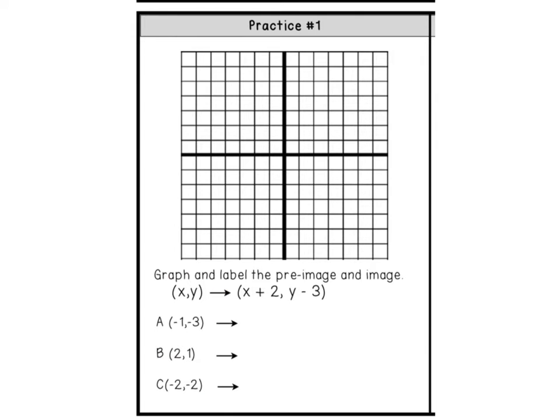Okay, 2 more practices. So first, for practice 1, we're going to graph and label the pre-image. So we have to do the original image first. So let's go ahead and practice graphing these points. And we're going to start with A, which is -1, -3. So that would be right here. And that's going to be our original A. So just mark that with A.